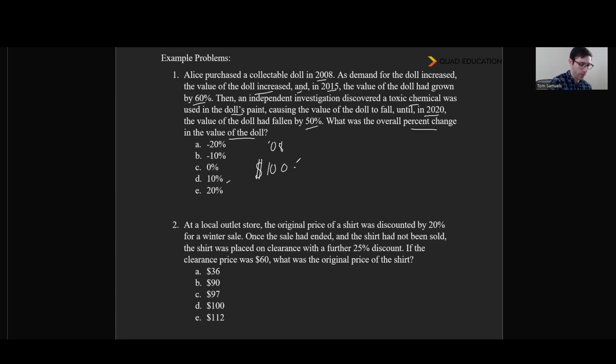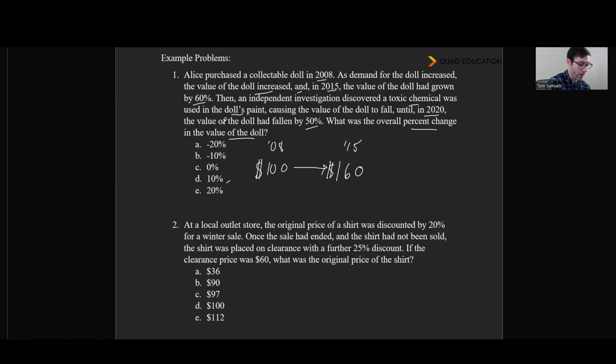Okay, that means that in 2015, the doll had increased by 60%. And that's really easy to take a percentage of 100. So 60% of 100 is just $60. So now our doll is going to be worth $160.